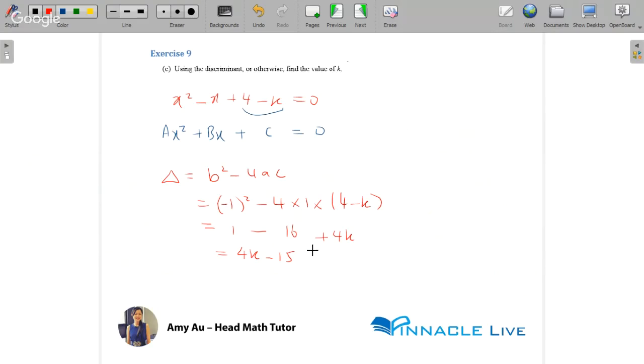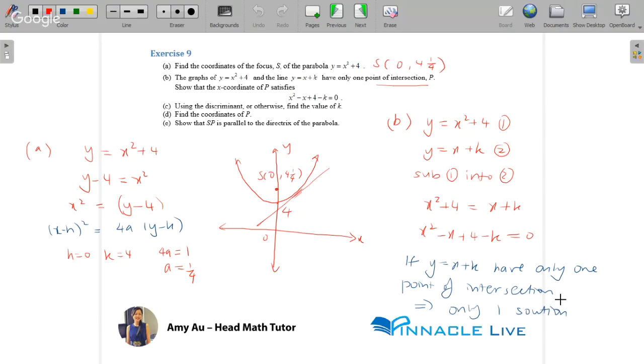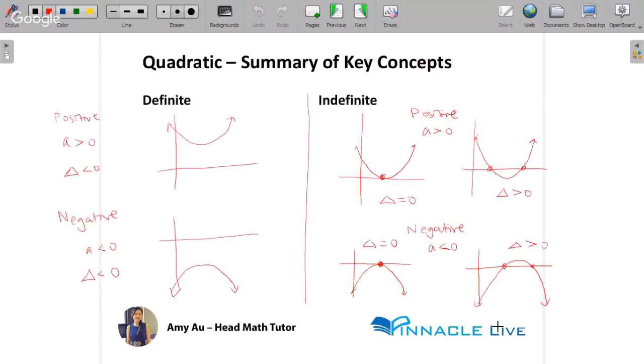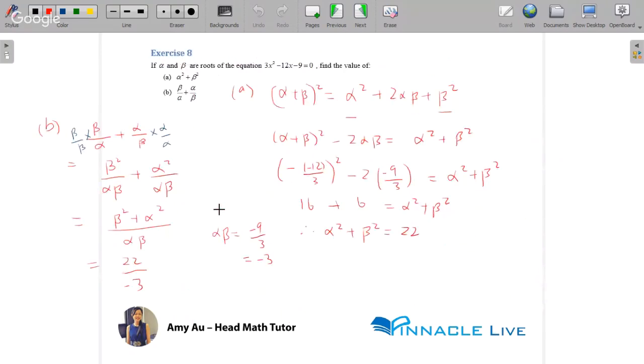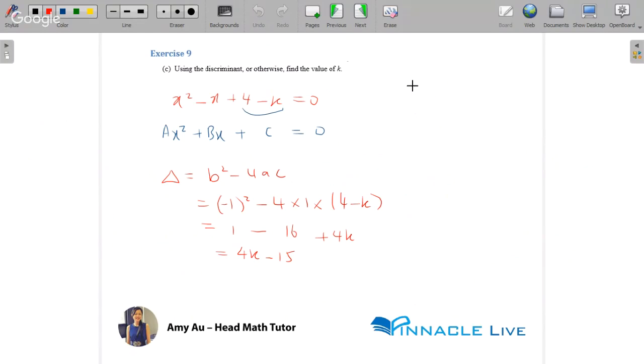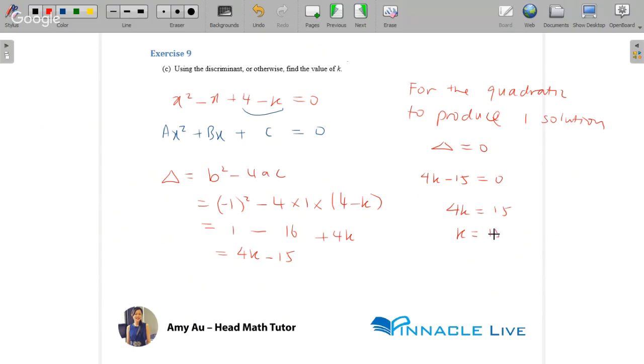So what am I going to do with the discriminant? So as I mentioned in the previous part, you can only have one point of intersection if you only have one solution. So you want one solution, just going back to the theory here. One solution is this situation here. You have a set of equal roots, equal but one answer essentially. Right, so for the quadratic to produce one solution, the discriminant should equal 0. So 4k minus 15 should equal 0. So k is 15 on 4. And that's it. All right, that was a very, very easy solve.